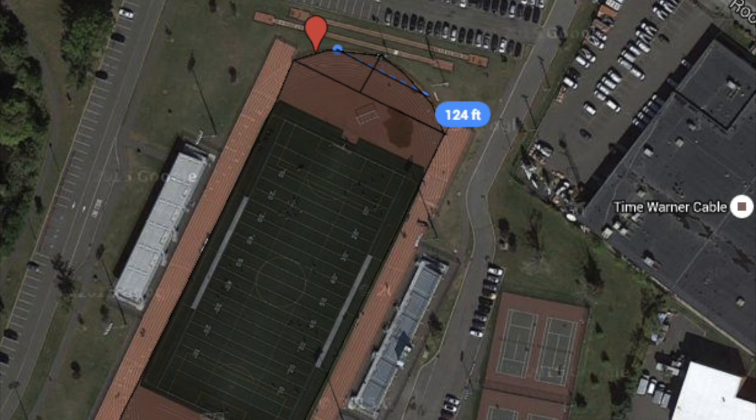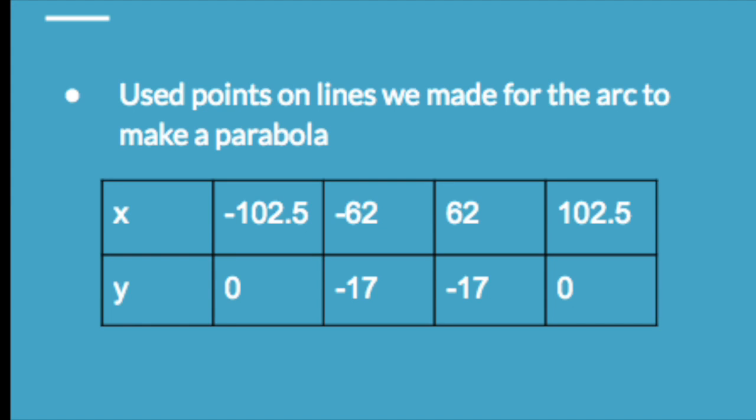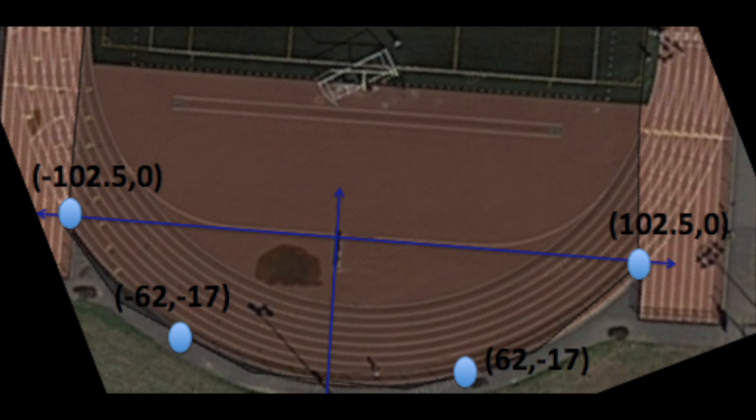Once again, the length and width of this temporary parabola was measured. The length was 124 feet, and the width was 17 feet. Using these points, we made a table of x values being -102.5, -62, 62, and 102.5. The y values were 0, -17, -17, and 0 respectively. We plotted each of these points in the parabola graph as shown.